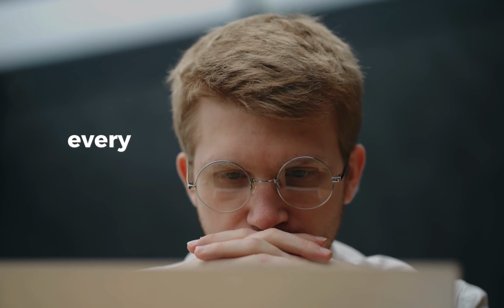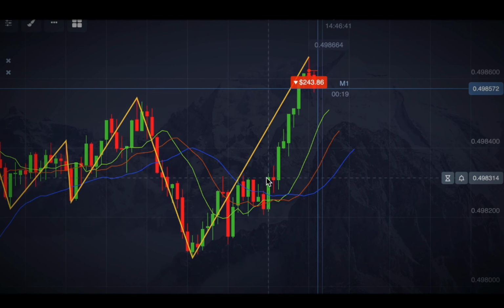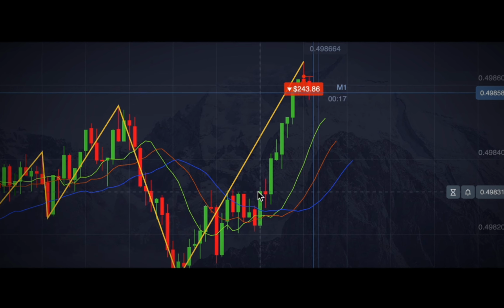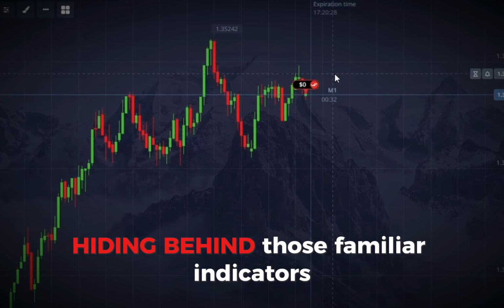Imagine that. Every decision you make could alter the outcome. What if each movement on the chart isn't just numbers, but the key to seizing the perfect moment? Or is there something hiding behind those familiar indicators? What if everything you thought you knew about trends is just a small part of a much bigger game?